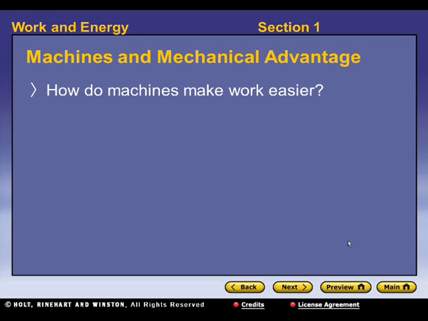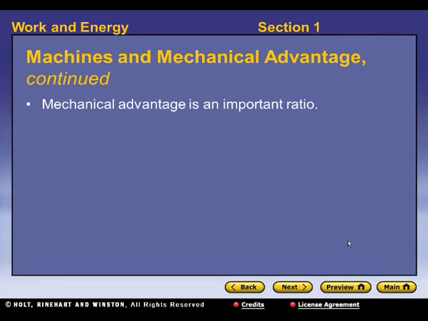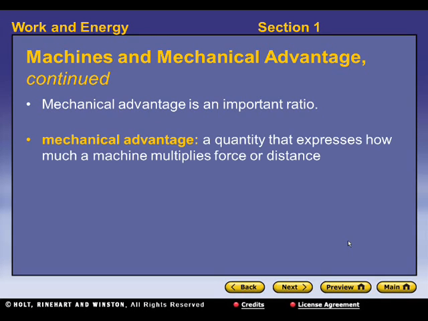Okay, so machines and mechanical advantage. How do machines make work easier? Machines help us do work by changing the size of the input force that's needed, the direction of the force, or both. So mechanical advantage is an important ratio.